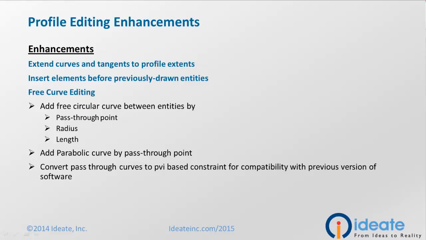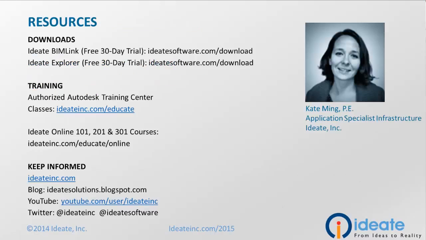One of the main ones being that you can create a free vertical curve between already existing entities by choosing a pass-through point, a radius, or a length. You can also add parabolic curves by pass-through point as well. Because this pass-through point is a new feature, Civil 3D also has the ability to convert pass-through point curves to PVI-based constraint for compatibility with previous versions of the software.